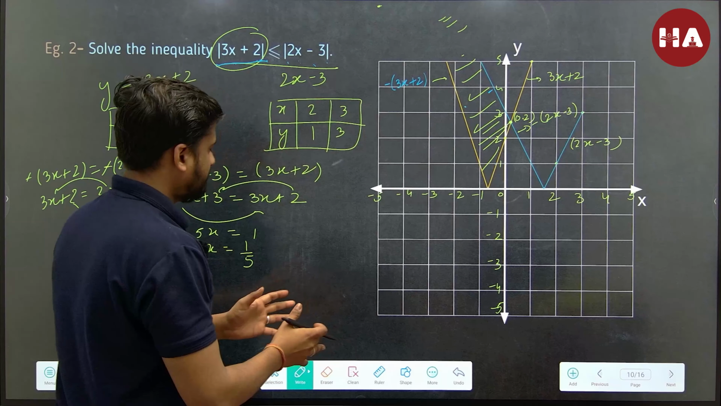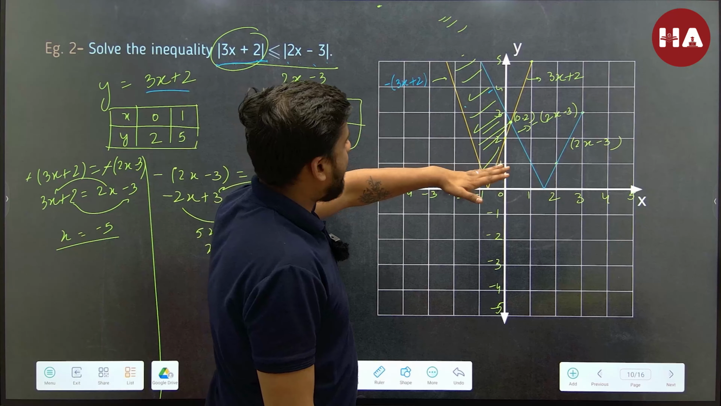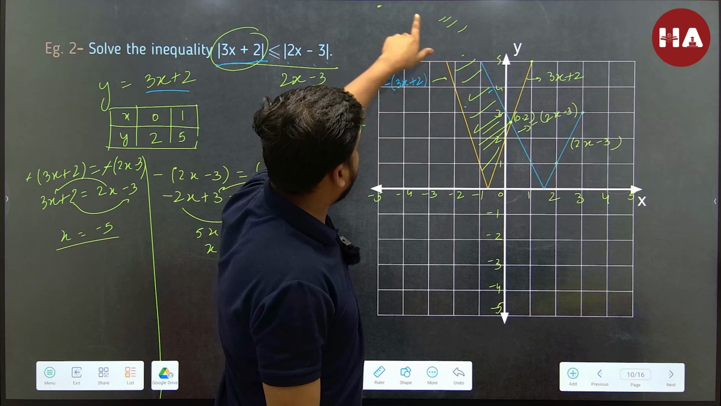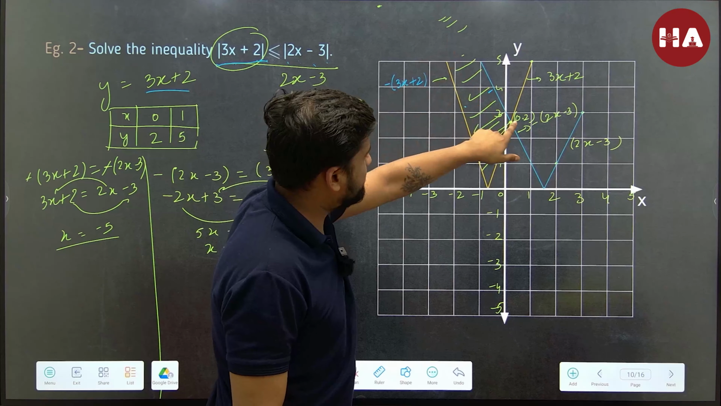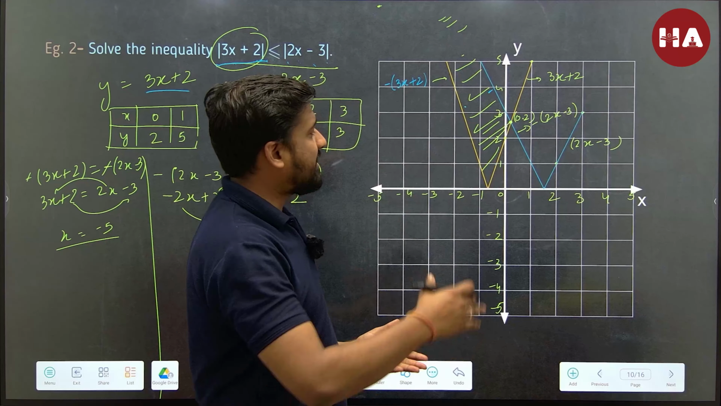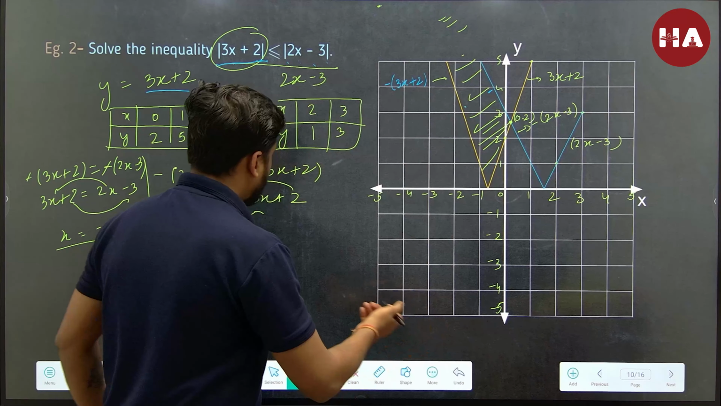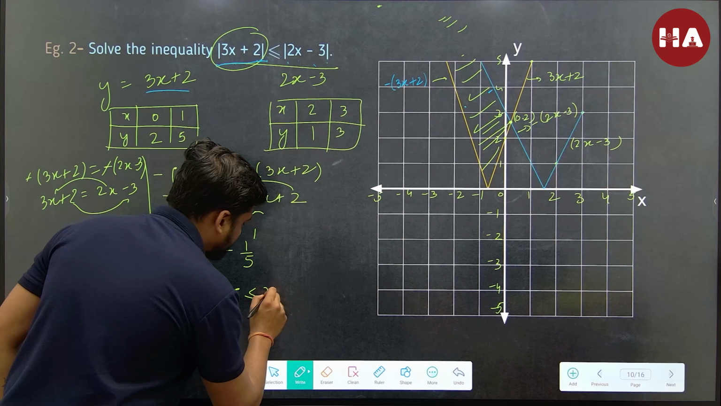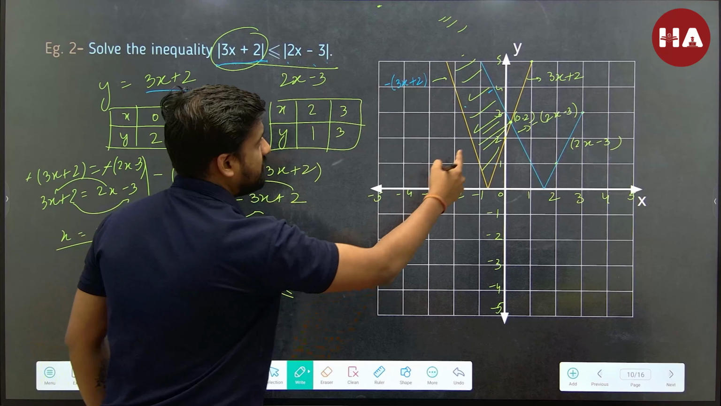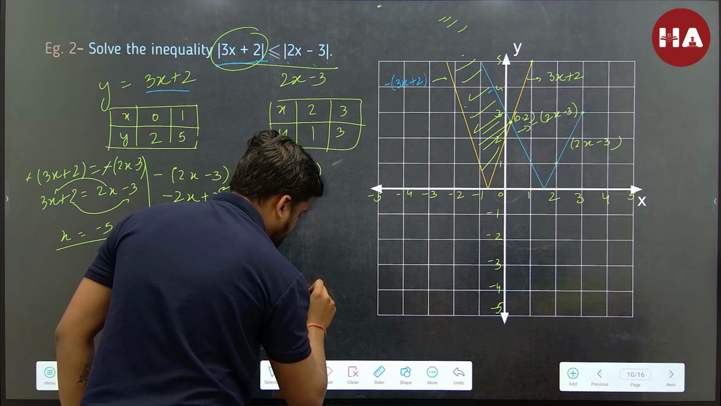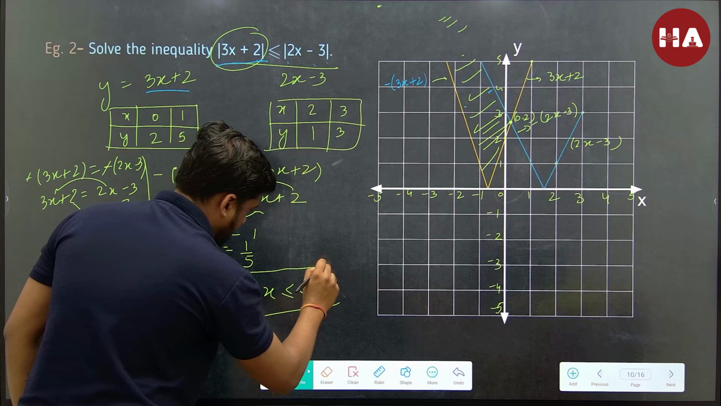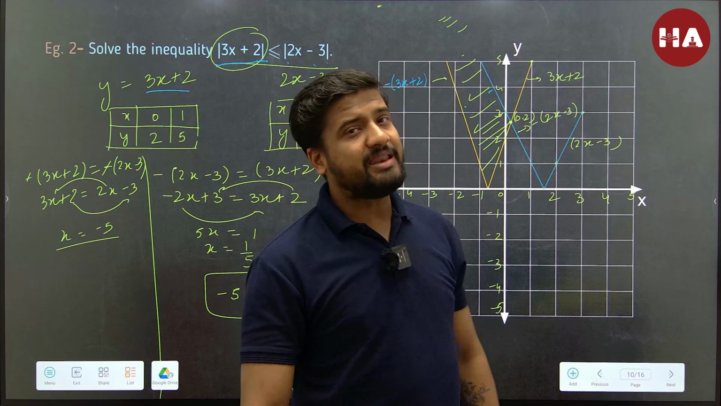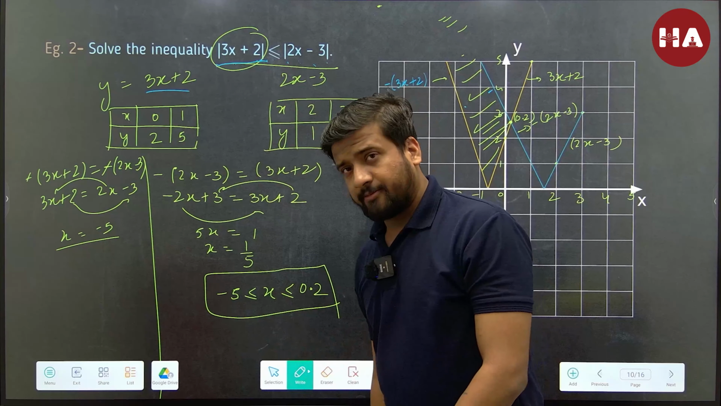So I can say that in this entire region from minus 5 to this point, the yellow graph is below the blue graph. So I'll say that from minus 5 less than or equal to x less than or equal to 1 over 5, or 0.2, this answer is going to satisfy. If you don't agree with me, just check.